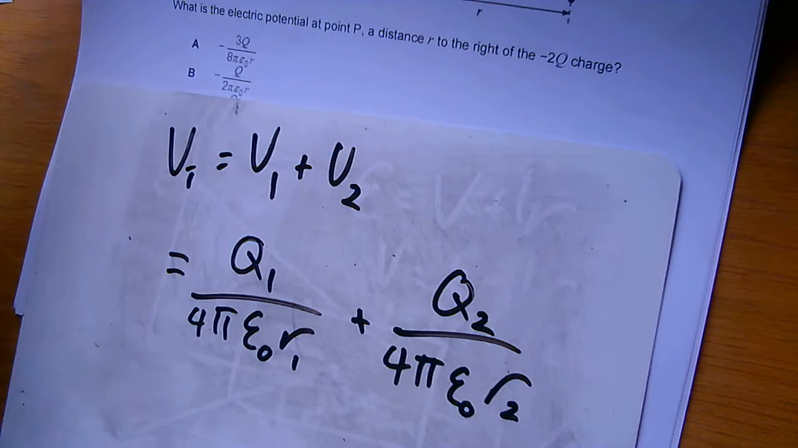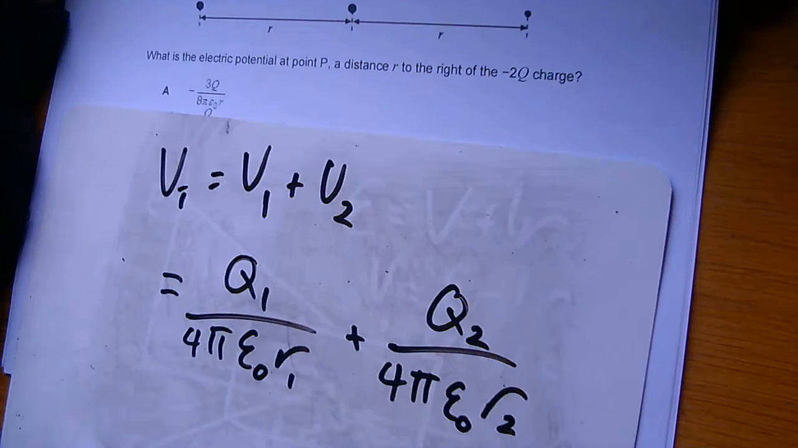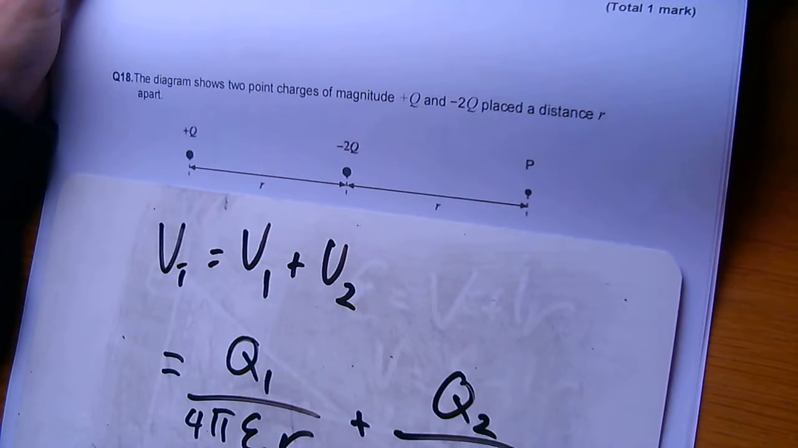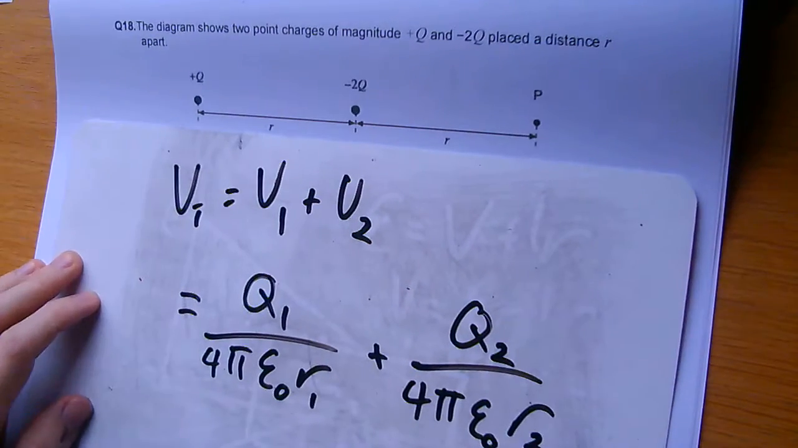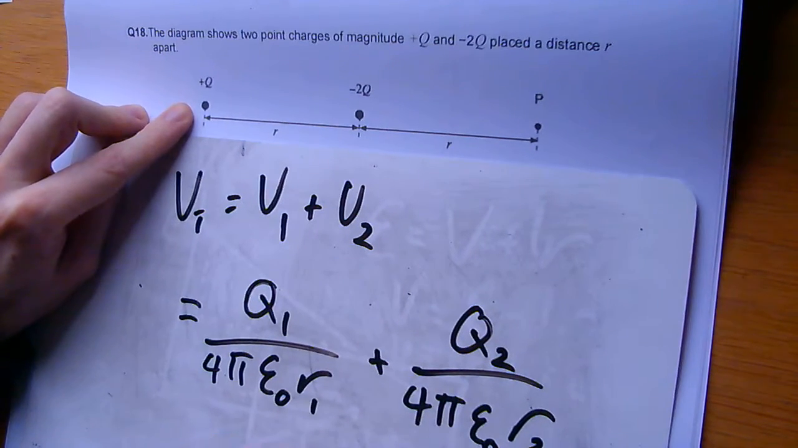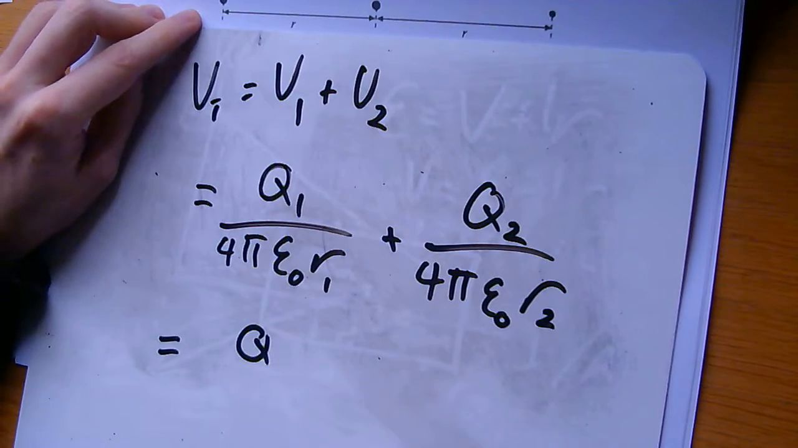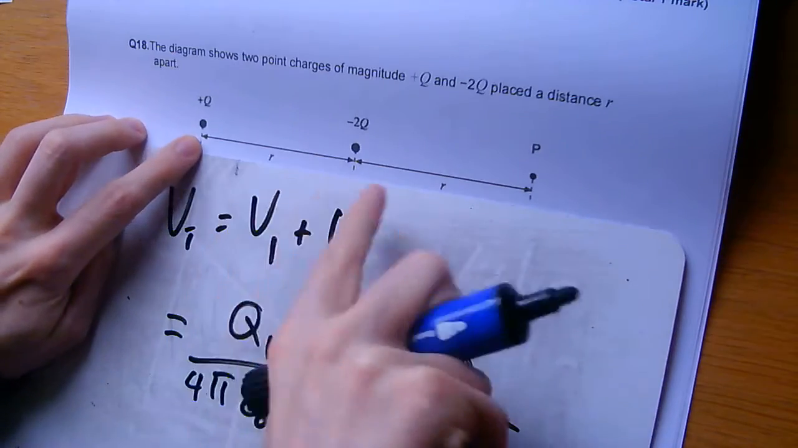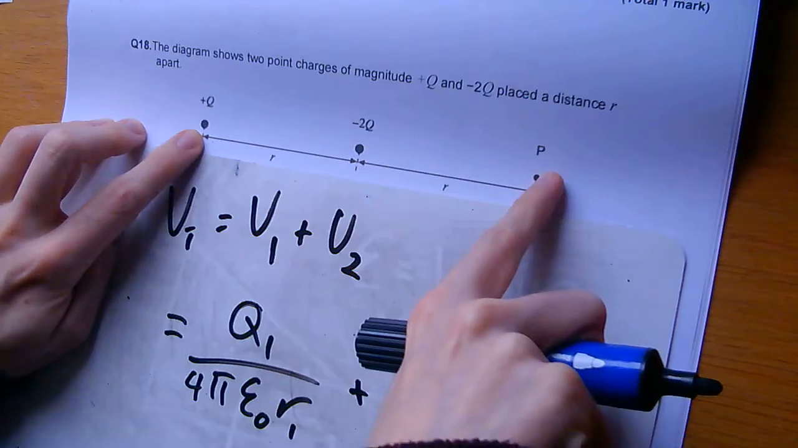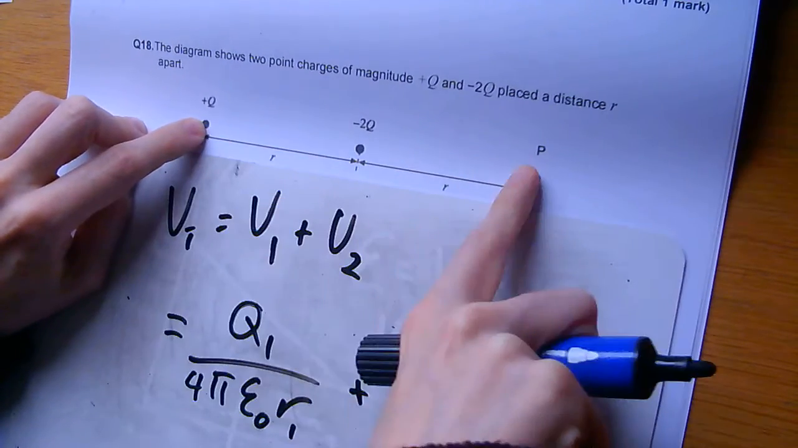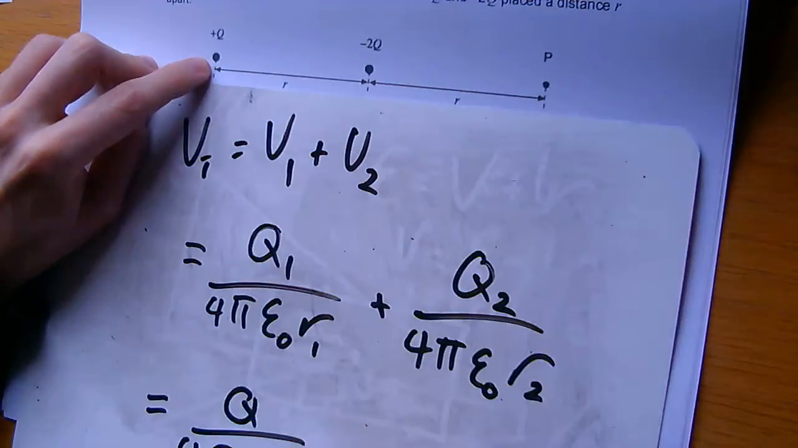So all we have to really do is substitute the values in, and one of the answers here is going to drop out. So let's have a look at what we've got. For this one, the first charge is going to be plus Q, over 4 pi epsilon naught, and then the distance to point P is going to be 2r, isn't it? We've got a distance of 2r there. So charge of plus Q, distance of 2r between this charge and this point here.